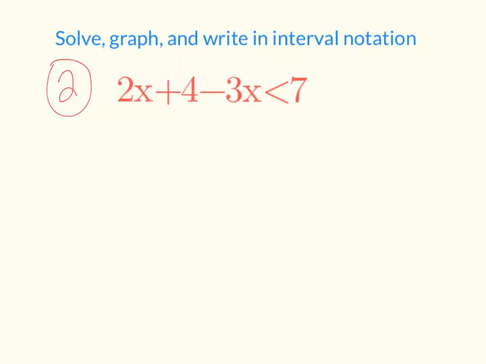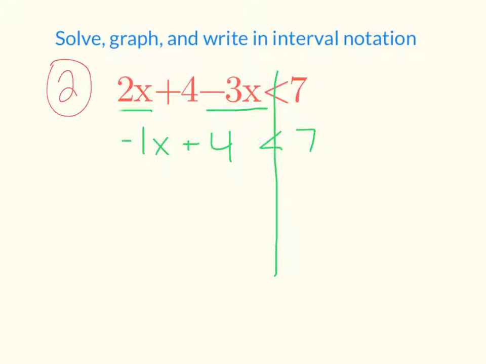Looks like we have a multi-step inequality here, where we have to combine like terms, 2x and negative 3x. So 2x and negative 3x gives us negative 1x. And then we just drop down our 4.